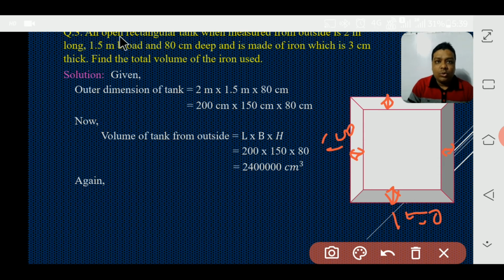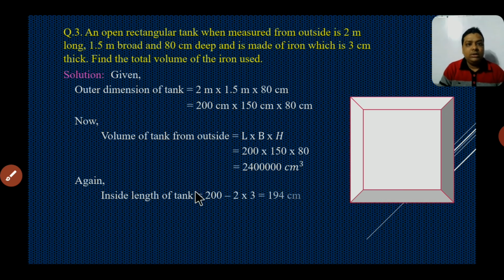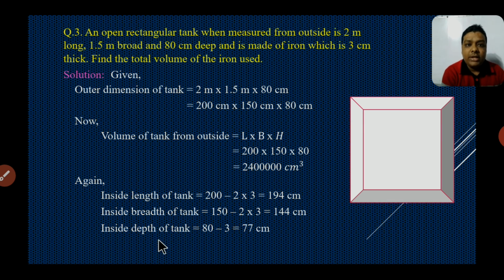But you can see that this is written as open. It means only one side has thickness. So only 3 centimeter we will subtract in thickness to find inside depth. So inside length of tank is 200 minus 2 into 3, it means 200 minus 6, 194 centimeter. Inside breadth of tank is 150 minus 2 into 3, 144 centimeter. But inside depth of tank is 80 minus 3, only 3 we will subtract. Why? Because it is open, I already said you. If it is a closed rectangular tank, then we will subtract again 6 centimeter. So it is the inside length, breadth and depth of tank.